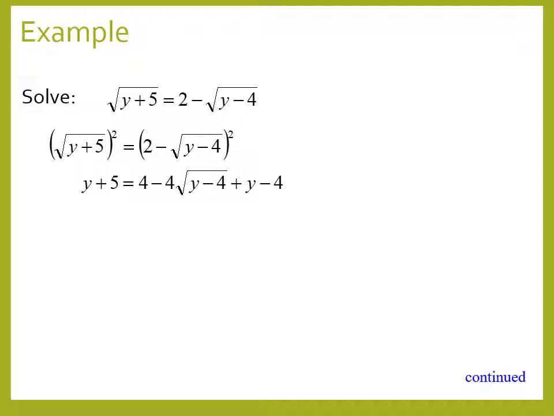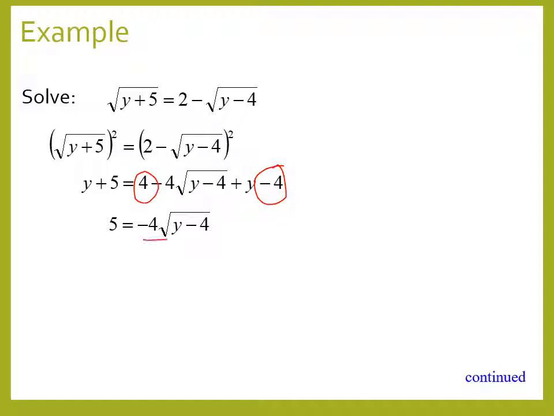Once I do that, I'm then going to combine like terms. So notice here I have a positive 4 and I have a negative 4. So they're going to cancel out. So I'm just left with 5 equals negative 4 times the square root of y over 4. Remember our steps said that if I end up with the radical again, I have to repeat the steps again. So now I'm going to get my radical by itself.